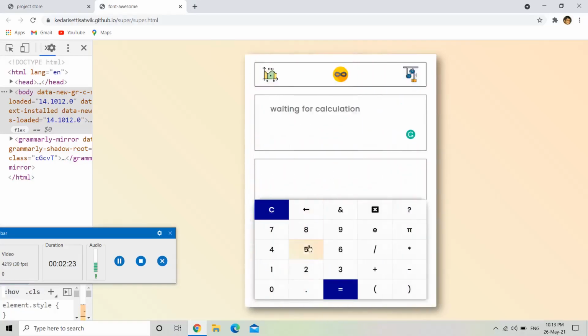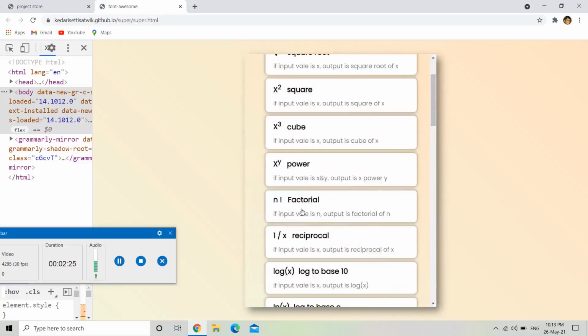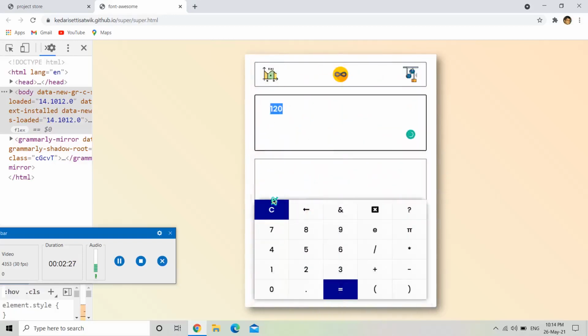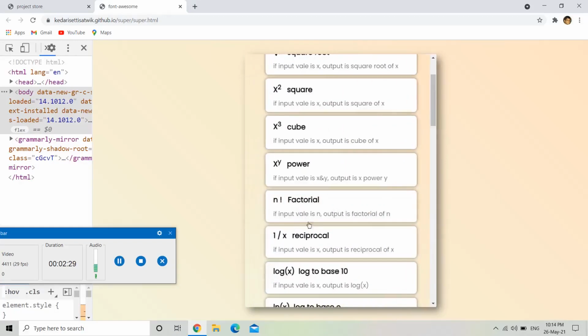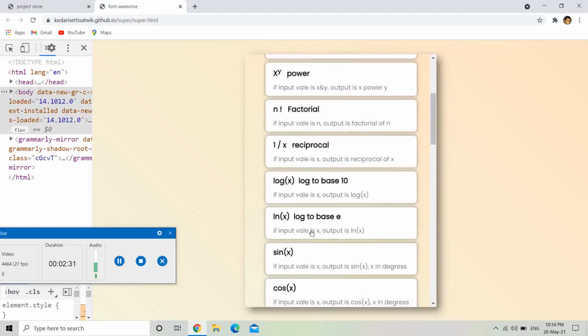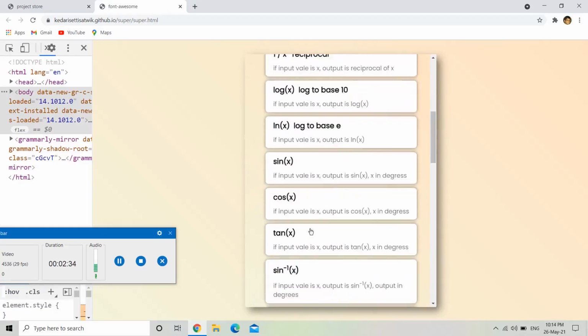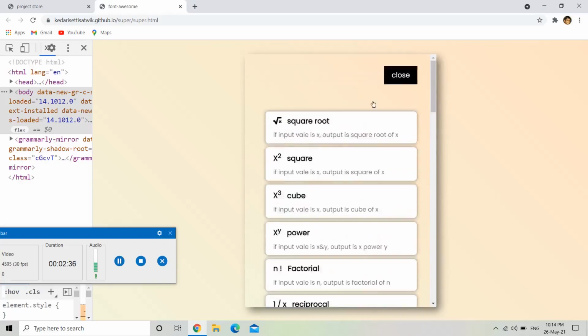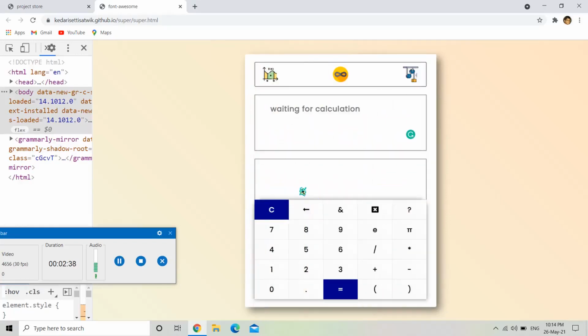Now let's see another option, n factorial. This is also common in all calculators. By clicking 5 and this button we will get 5 factorial. Okay, now 1 by x is also common. Log x and ln x are common. Here sin x, cos x, we have some specialty.